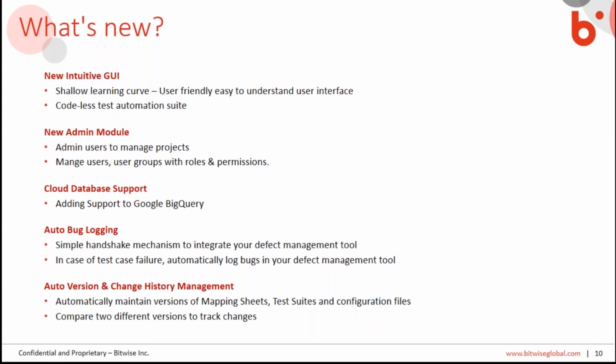Auto versioning and change history management is another feature wherein any changes are marked with the timestamp and the person who changed it, and a history of the same is maintained. As already said, you can take two different versions and compare them as well.